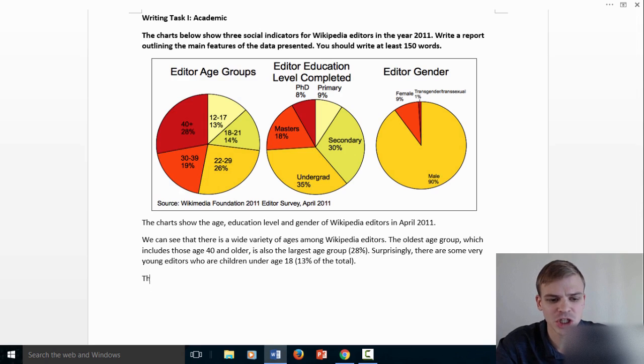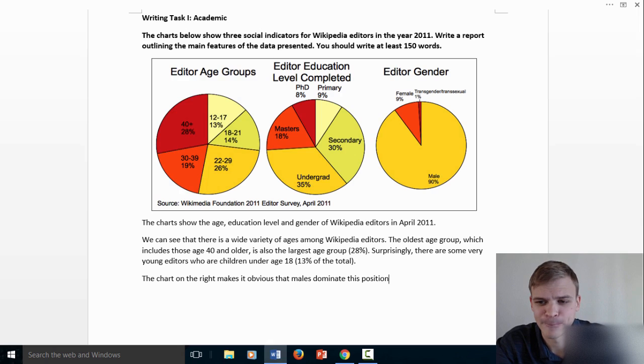The chart on the right makes it obvious that males dominate this position. And it's an overwhelming, I think it's overwhelming, 90% of them are men.